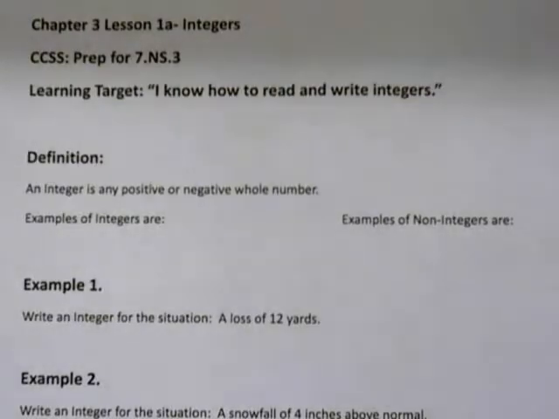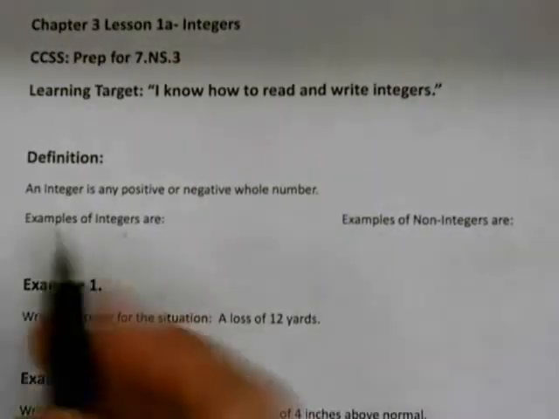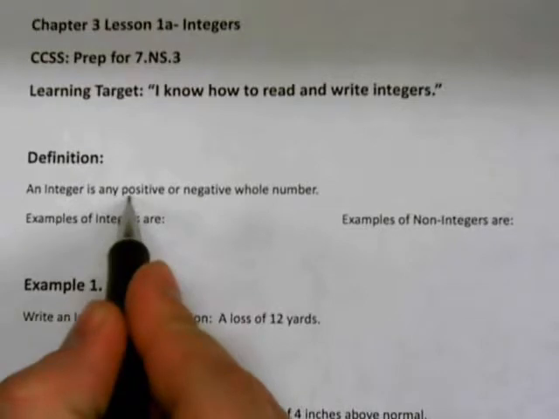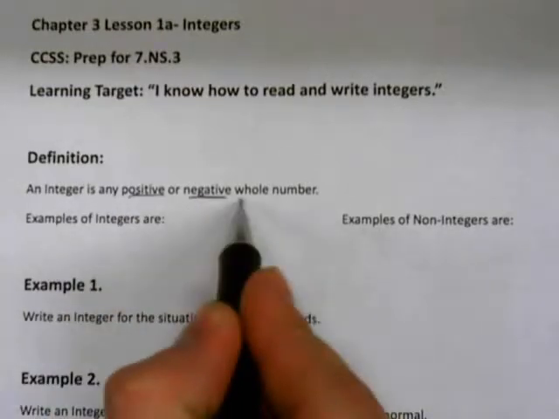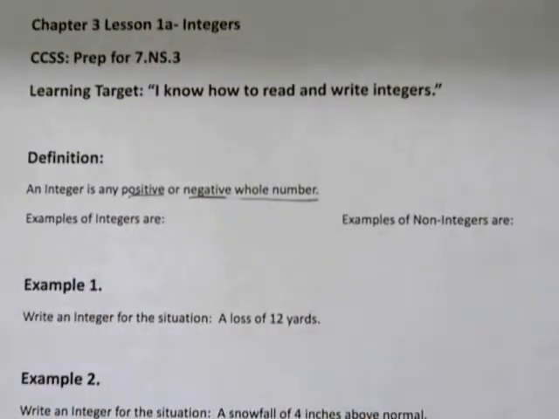All right, so we've got to talk about integers today, and your learning target is: I know how to read and write integers. Okay, so what is an integer anyway? What does that even mean, Mr. Johnson? Well, let me tell you what an integer is. It's any positive or negative whole number. It's got to be either positive or negative, and it's got to be a whole number.